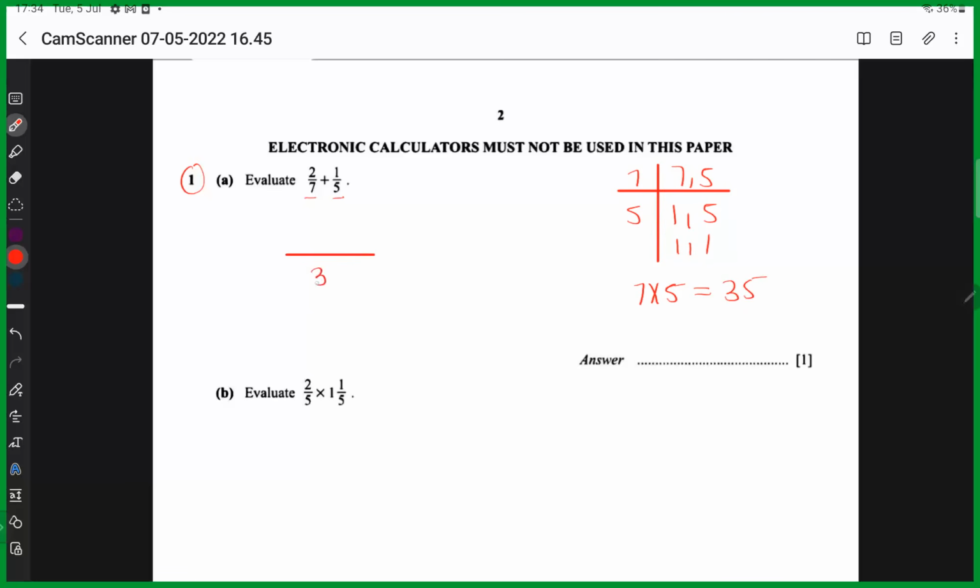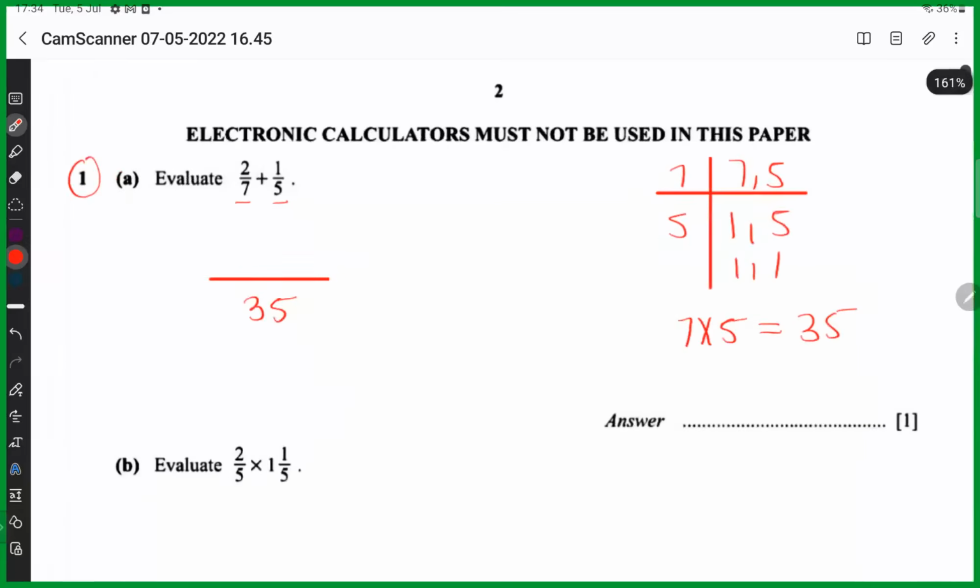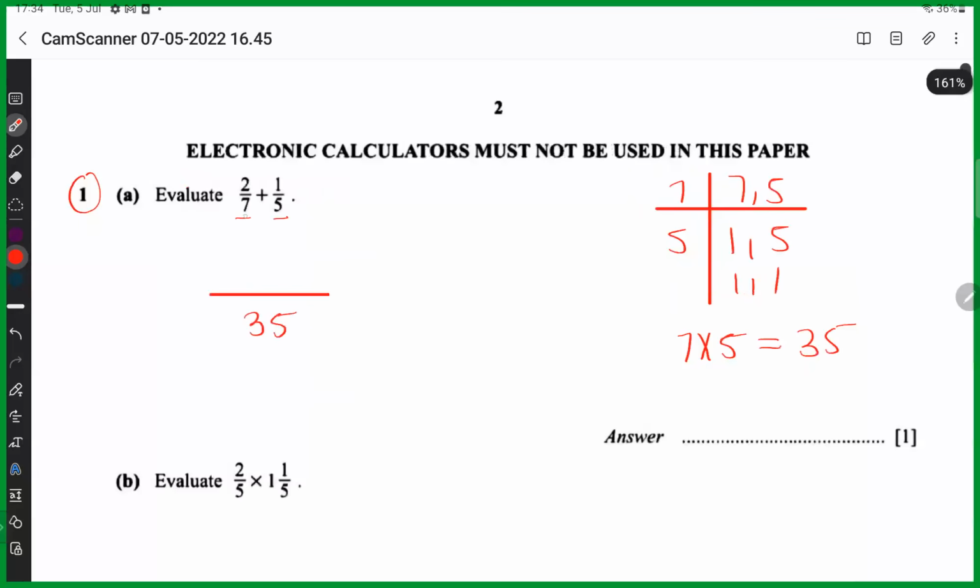So it would be 35. Now, the LCM is 35. So I need to multiply 7 by 5 in order to get 35. So I will be multiplying 2 by 5. It would give me 10 plus 5 would be multiplied by 7 in order to get 35. So I would multiply this 1 by 7 as well, and it would give me 7. And the final answer is going to be 10 plus 7, that is 17 divided by 35.